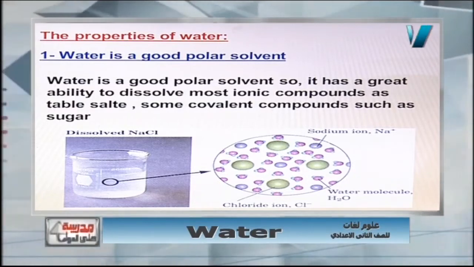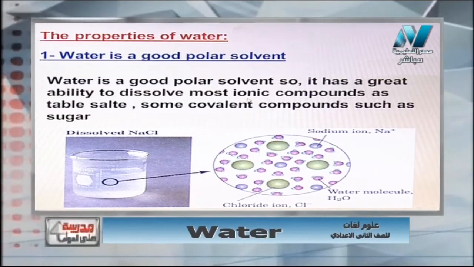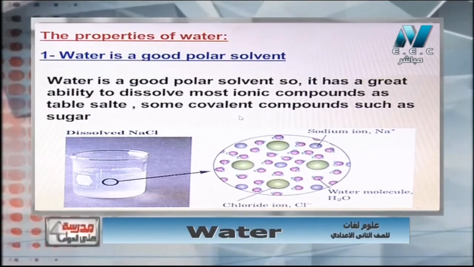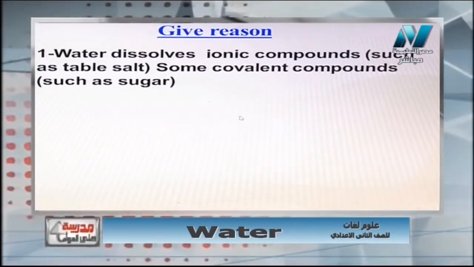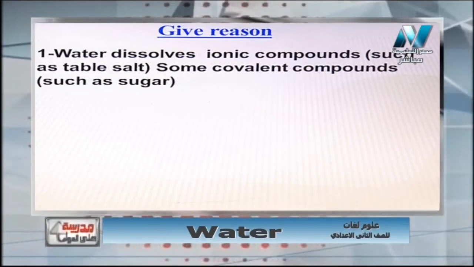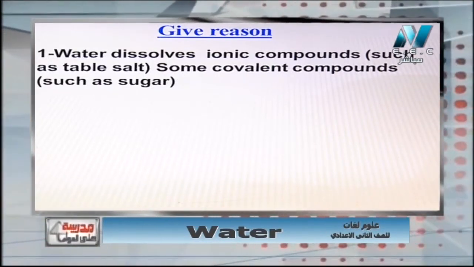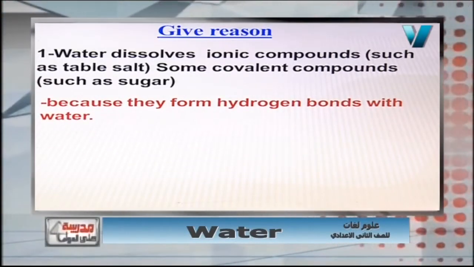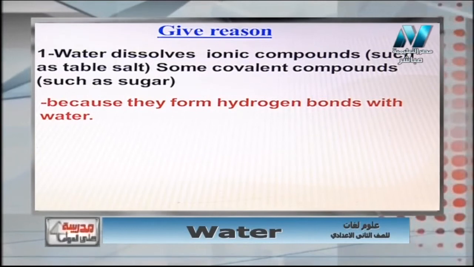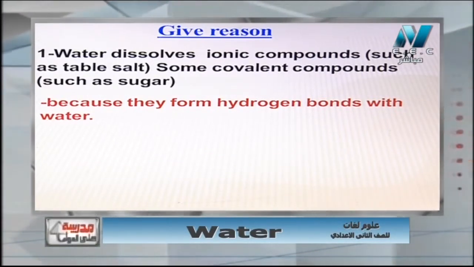Okay, why is it called a good polar solvent? Because most ionic and some covalent compounds dissolve in it. Give reason. Water dissolves ionic compounds such as table salt and some covalent compounds such as sugar. Why? Because they form hydrogen bonds with the water.